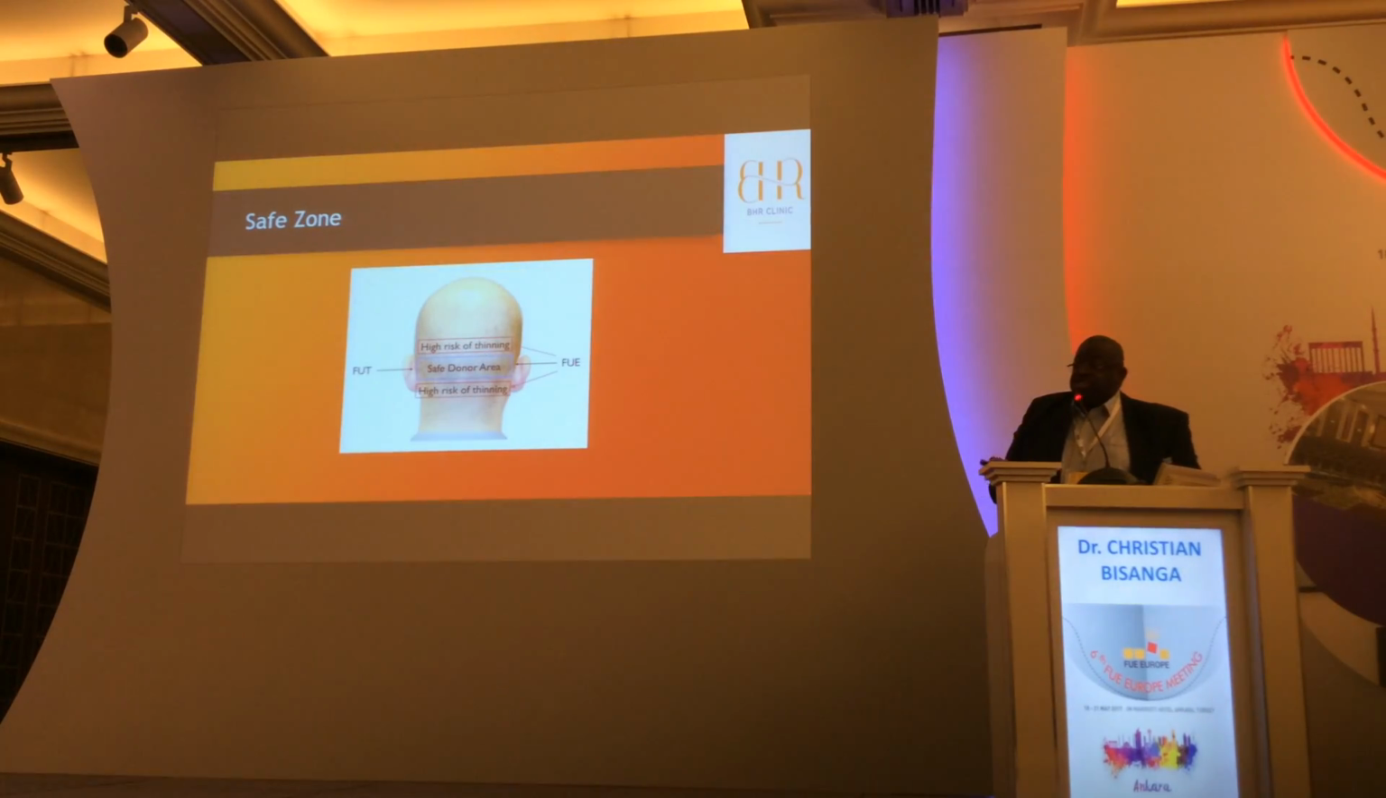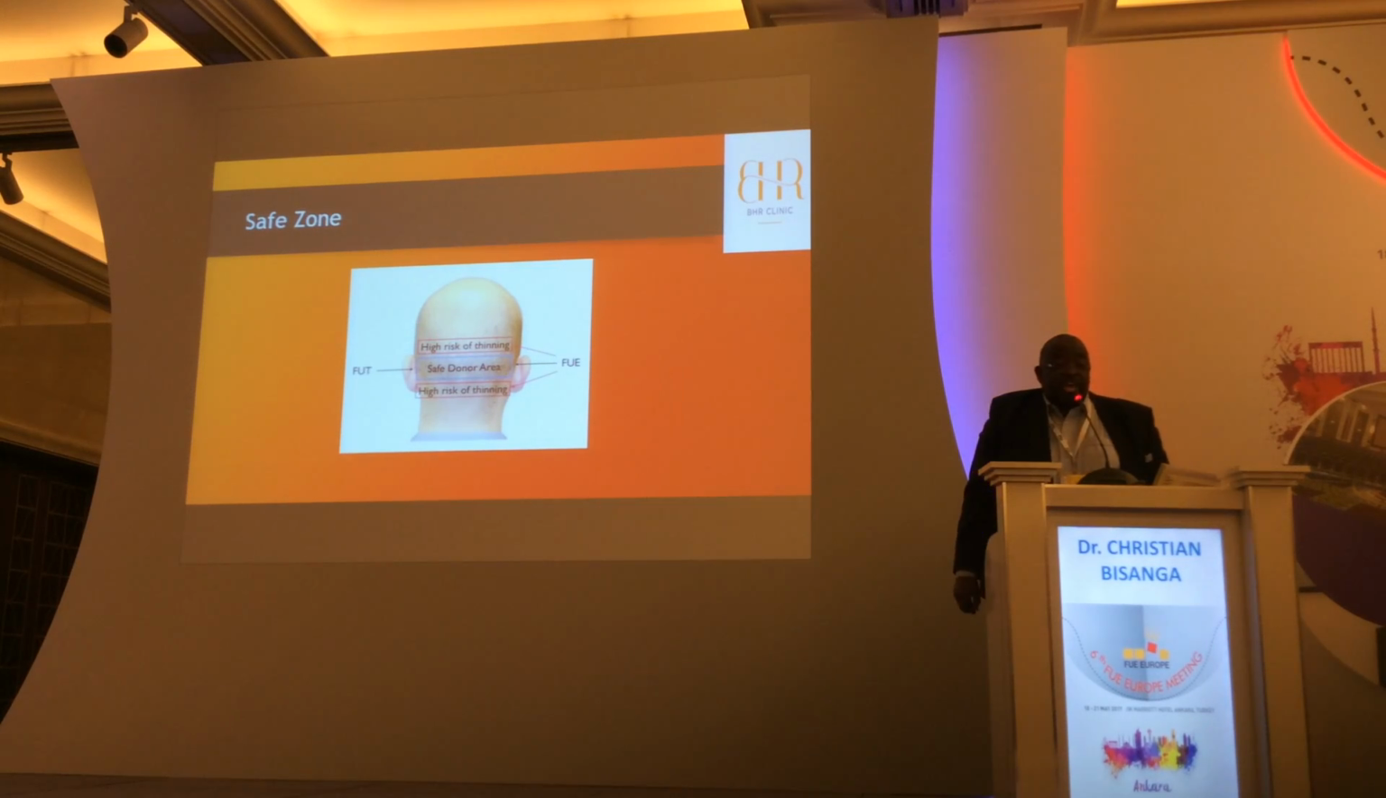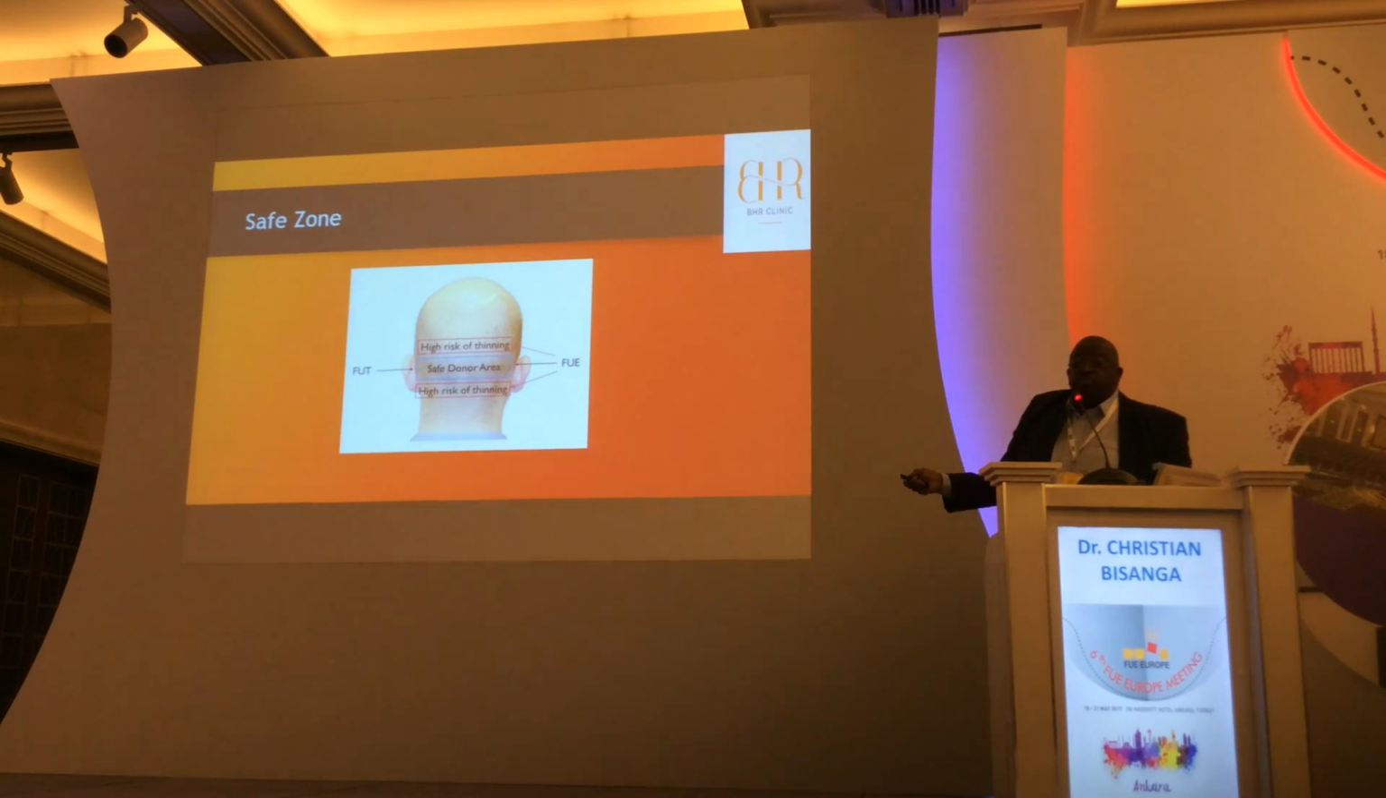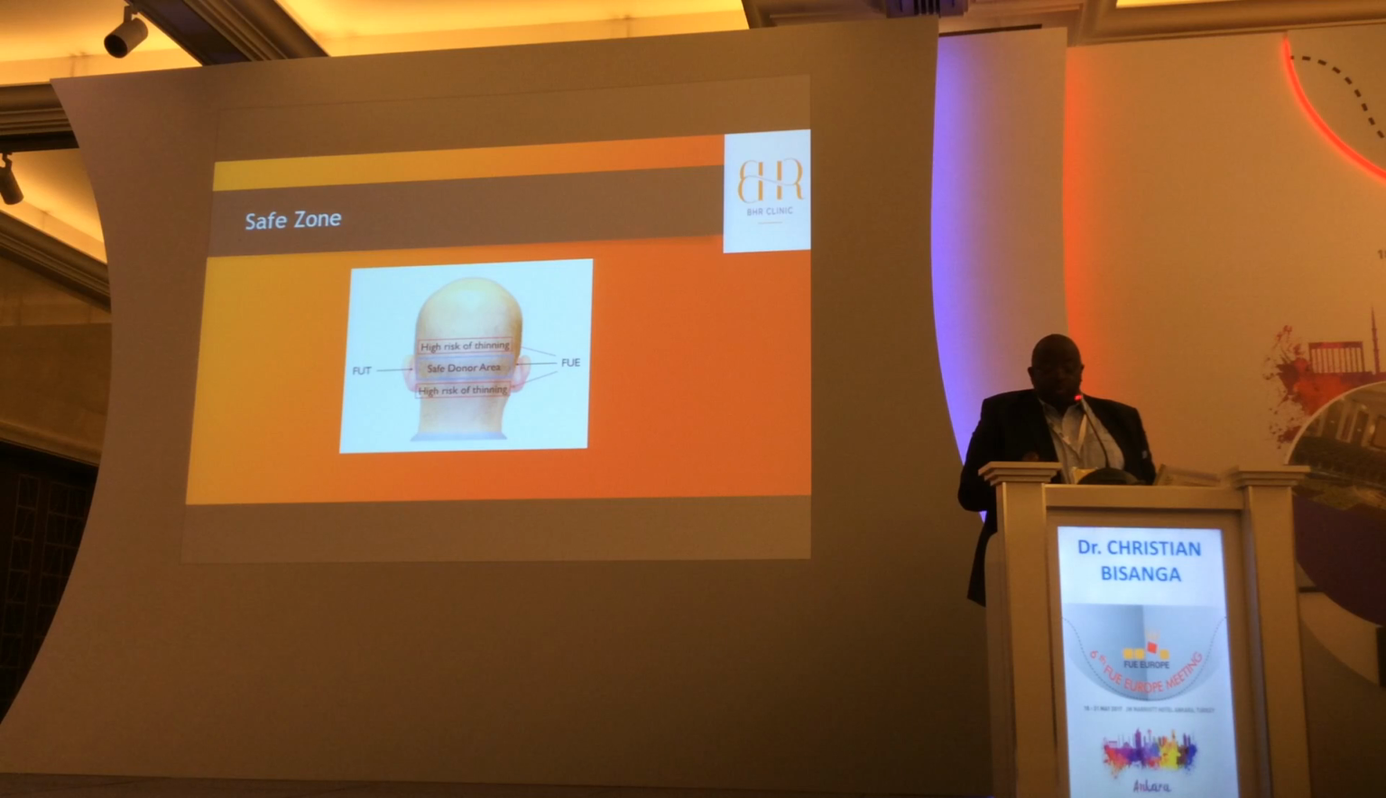So these are the pictures showing the safe donor area as known for FUT. But when we do FUE, we end up harvesting hair underneath here and here. These are areas of potential high risk, because if you have a 25-year-old patient who comes to see you, if you harvest hair here, 10, 20 years down the line, the hair may be lost. So it's important to know that as well.